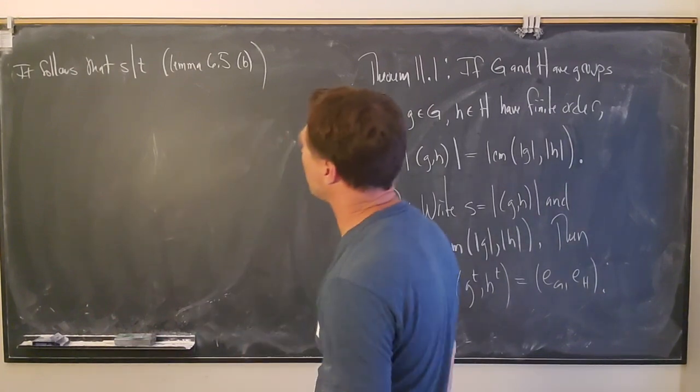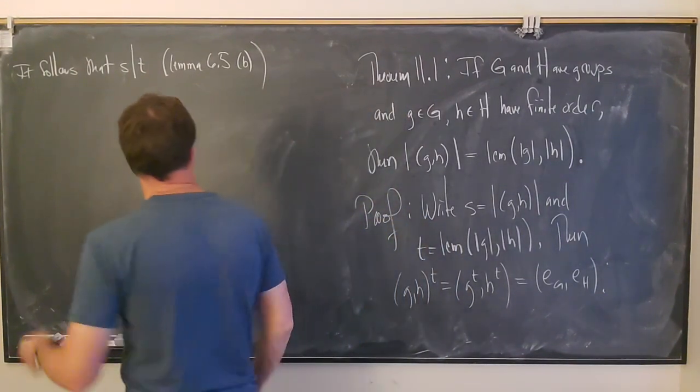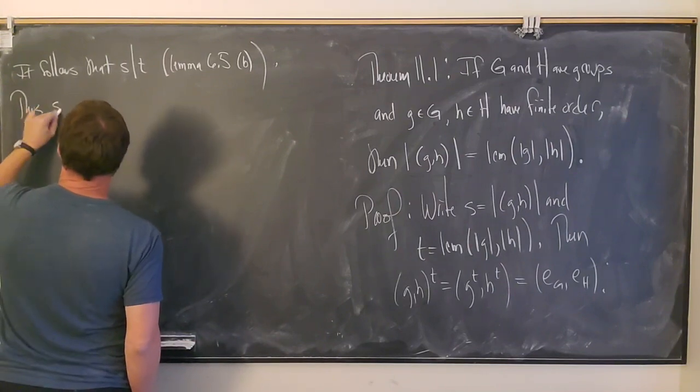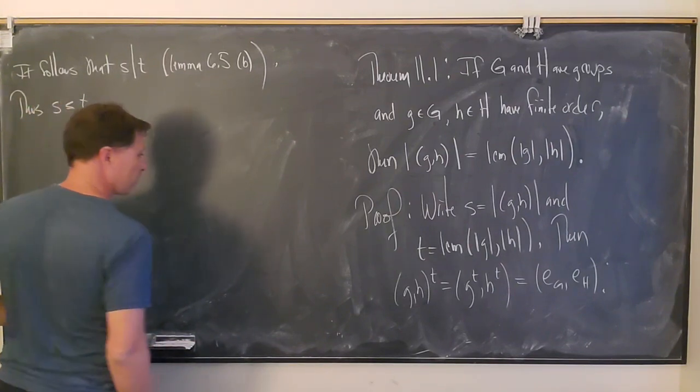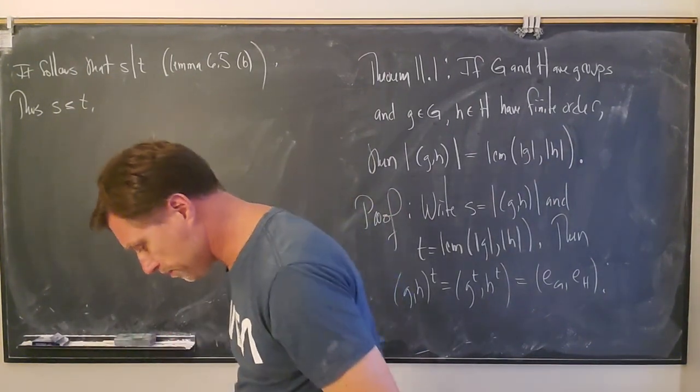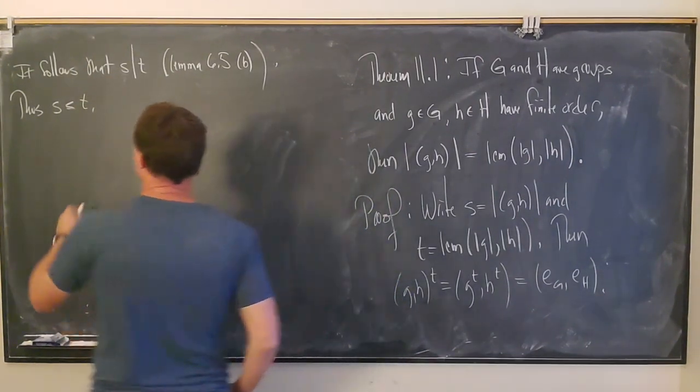And so what does that tell us then? It tells us that S is less than or equal to T. So thus S is less than or equal to T. Okay, so now let's say no.